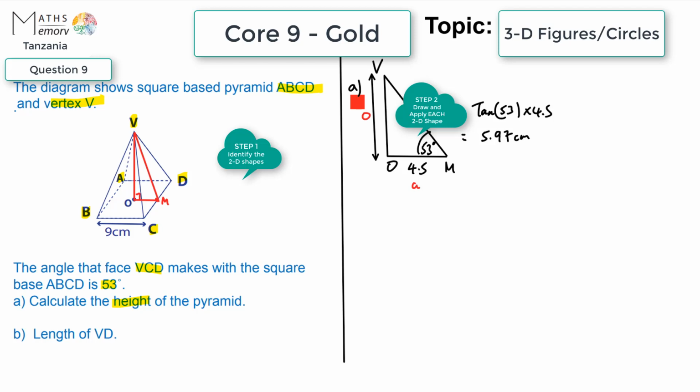So again, use those techniques we've done. Find it on the 3D shape first, convert it to a 2D shape, and use this basic concept of trigonometry, tan in this case.